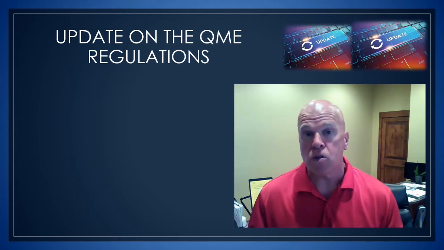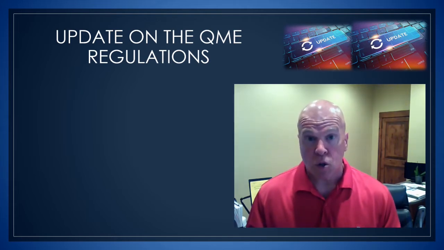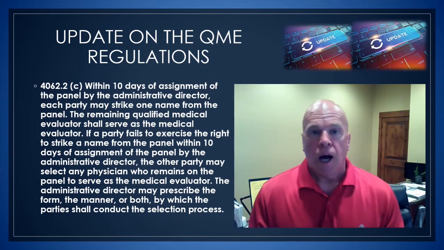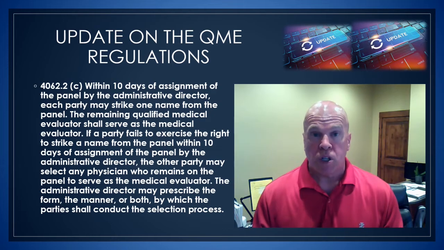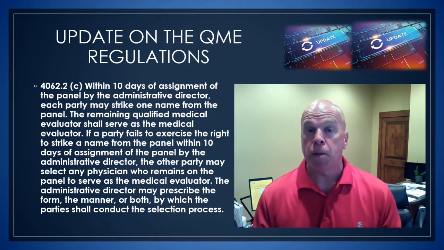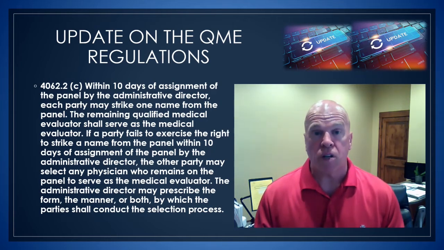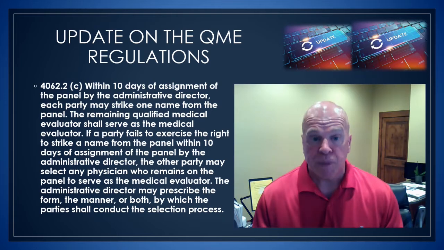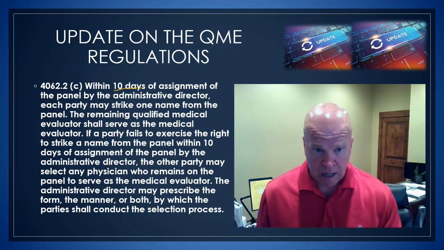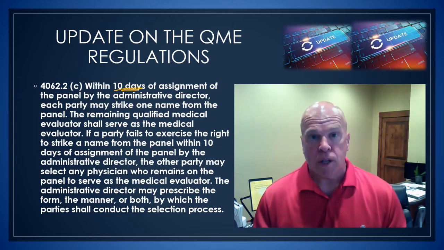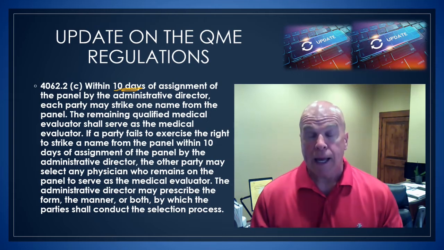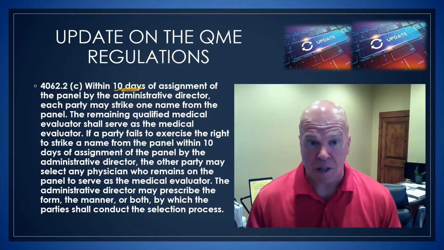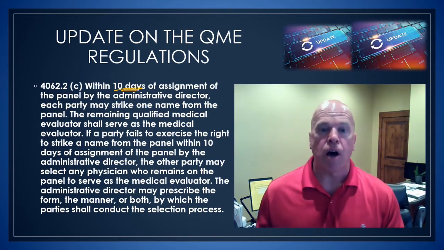So let's see what goes on behind the scenes and what you can do to drive that request towards the profitability side of all appointments. So this is from Labor Code 4062.2(c), now, not the codes of regulation in the QME regulations. This is from the Labor Code, but it tells us what the striking process entails when your name comes up on a panel. So it tells us that within 10 days of assignment of the panel by the administrative director, okay, key time frame here, 10 days. So you'll most likely be receiving your request for a QME appointment at least 10 days after the date of issuance of the panel. The date of issuance of the panel is on the panel, and you can do this research yourself to confirm this to be true.